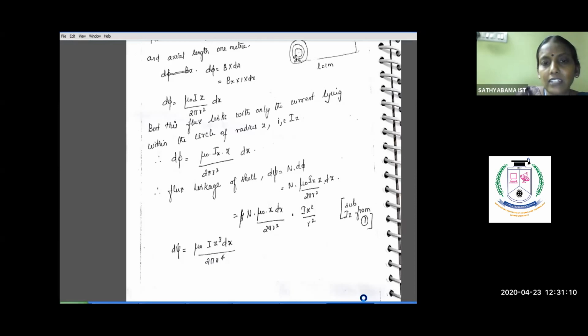So your flux linkage d psi can be written as n into phi. So n can be equal to 1 in case of transmission line. Number of turns we have taken as 1. So I can rewrite the equation. D phi is nothing but d psi here. So substitute that d phi in the equation, you will end up with d psi is equal to mu naught I x cube dx divided by 2 pi r power 4 here.